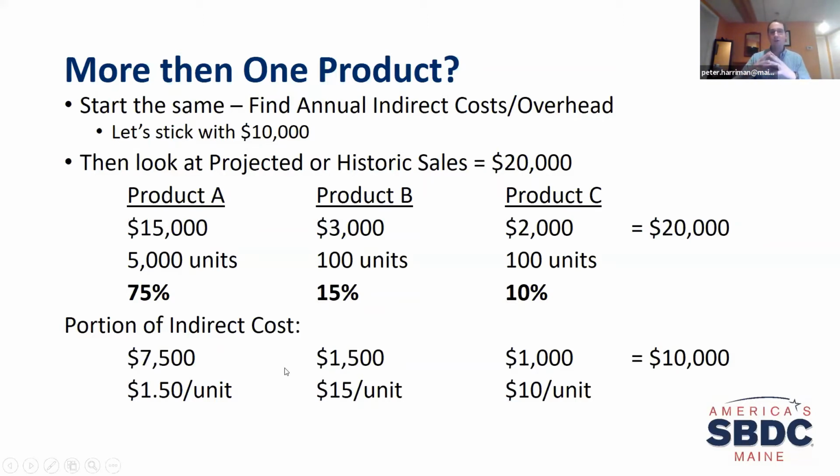So right now, what we're trying to do is break down our indirect cost per unit for our revenue, to understand how much of the price of our product covers the indirect costs, right.